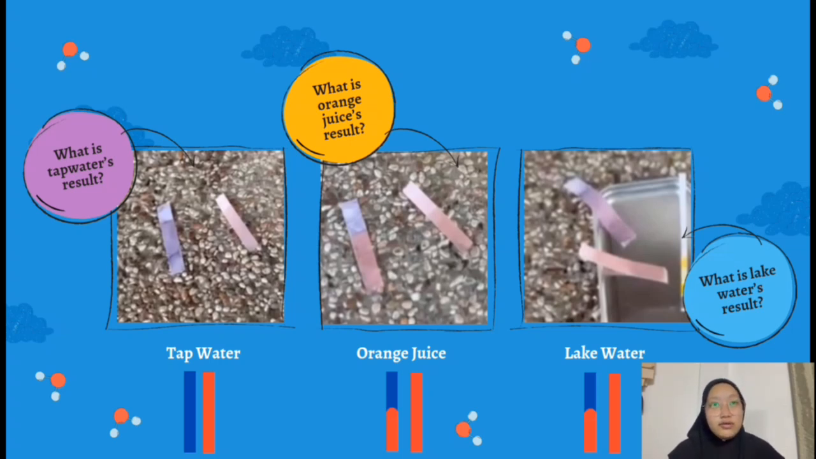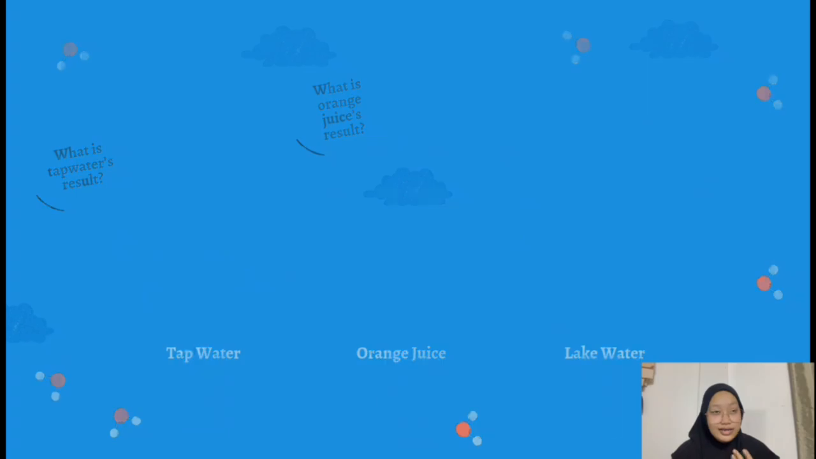As you can see for the orange juice result, the blue litmus paper turned into red, and the red litmus paper didn't change to any color. Lake water result, we get for the blue litmus paper, it turned into red, and for the red litmus paper, it didn't change into any color. If the blue litmus paper turns into red, it is acidic.